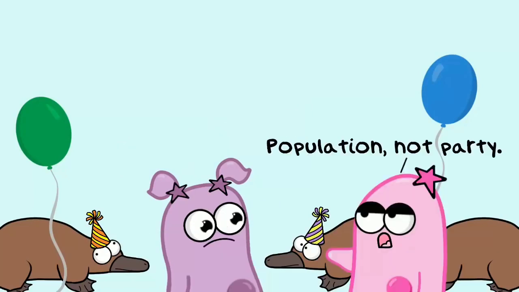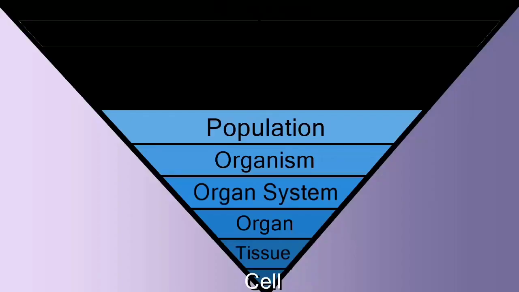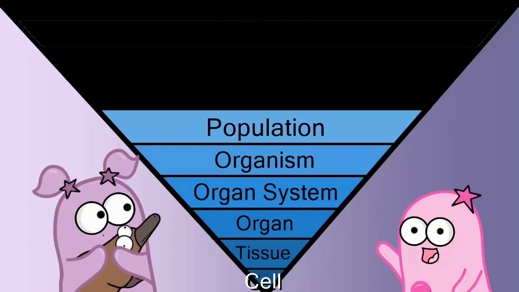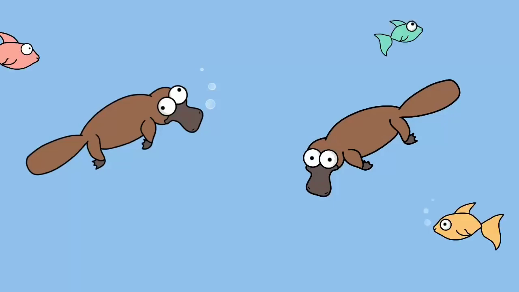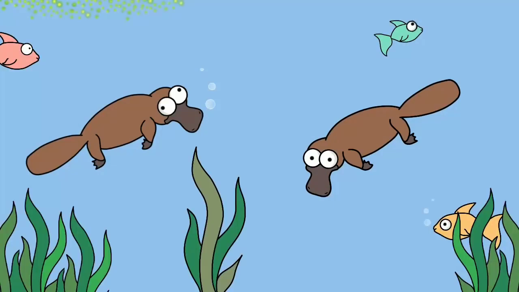And you have a population. This population of platypi can breed with each other. And they're all the same species. It's a platypi population. Great YouTube channel name right there. But include other populations such as fish, algae, and plants along with the platypi, and now you have a community.